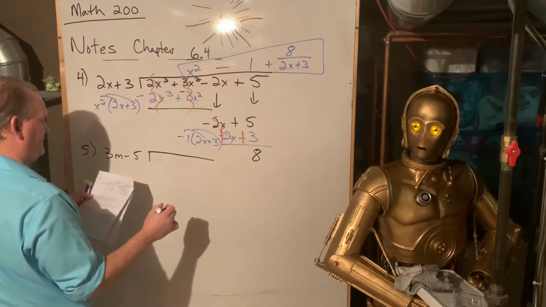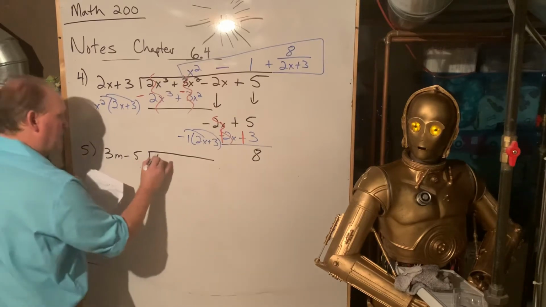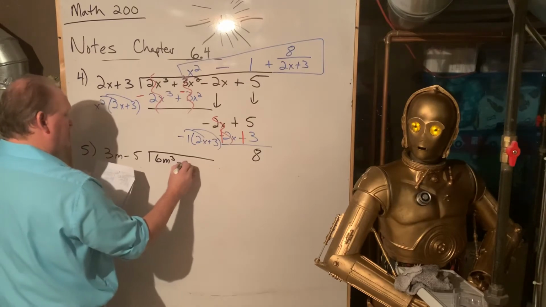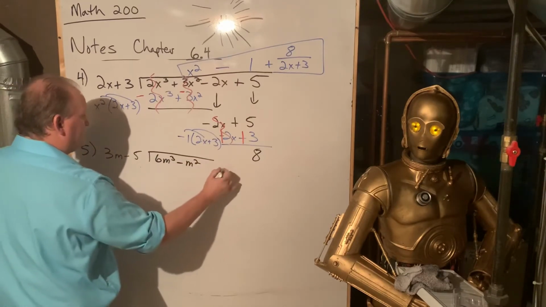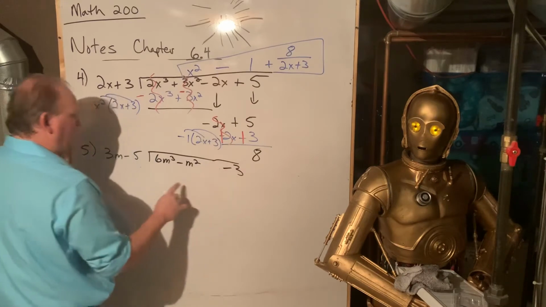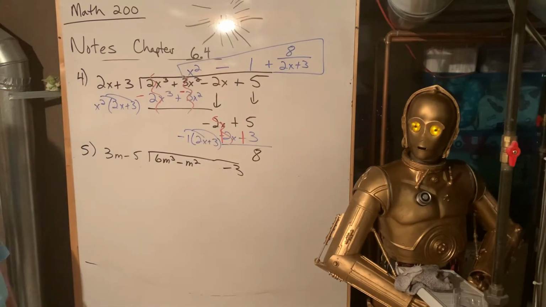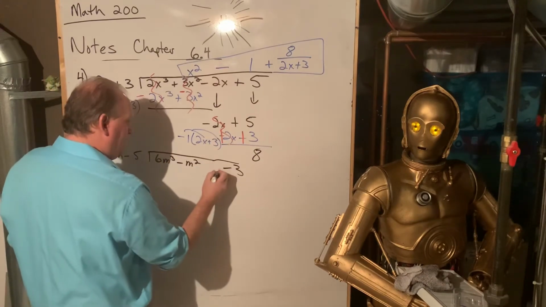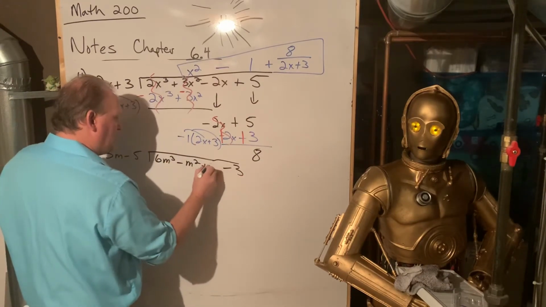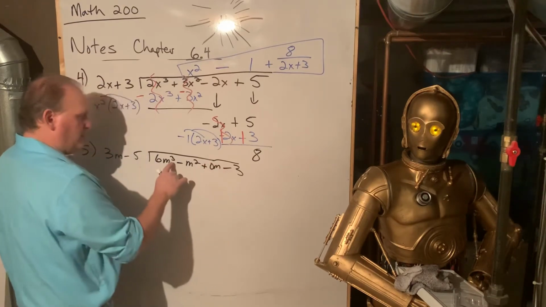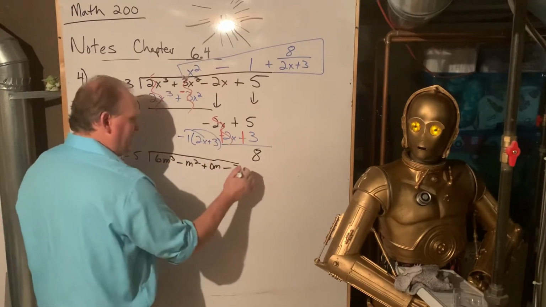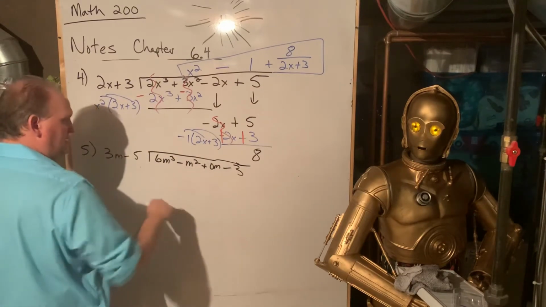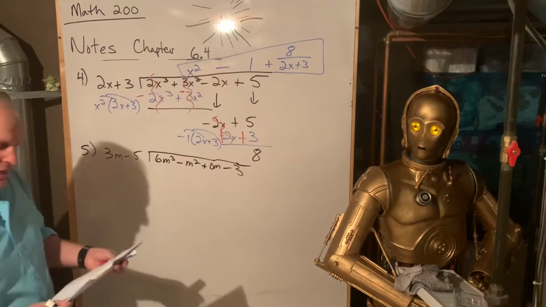So 6m to the third minus, oh, I see. So this is 6m to the third, and if you look at your packet, it goes minus m squared, but then it goes right to minus 3. We can't do that. It has to be in strict descending order. So that means we go 3, 2, and then there should be a 1, and then nothing. So we're going to say plus 0m. So 3, 2, 1, and then nothing. It's got to be in strict descending order. So no skipsies. We can't go in between there.